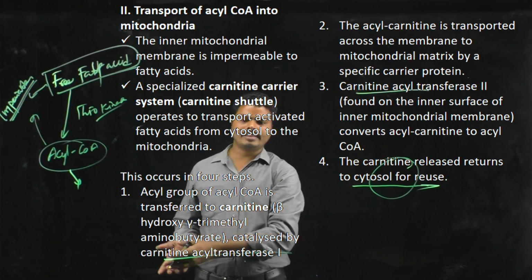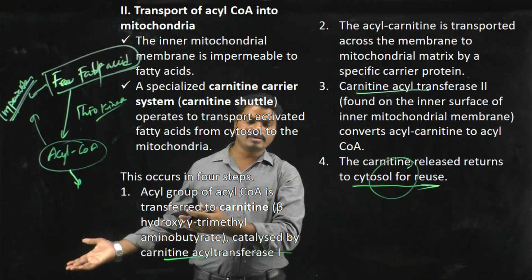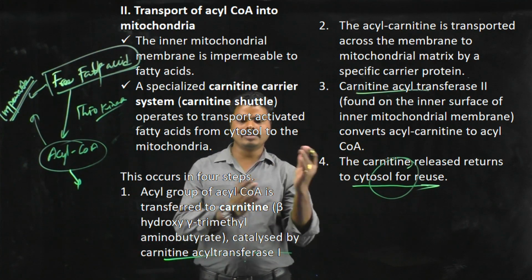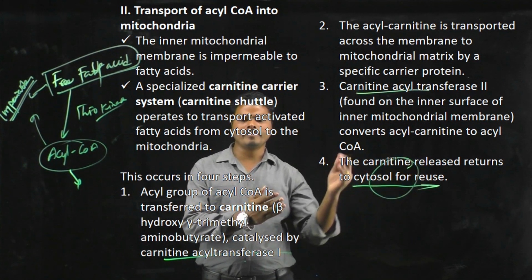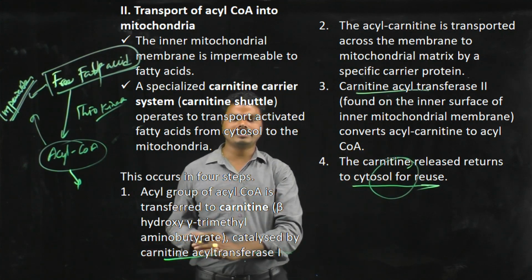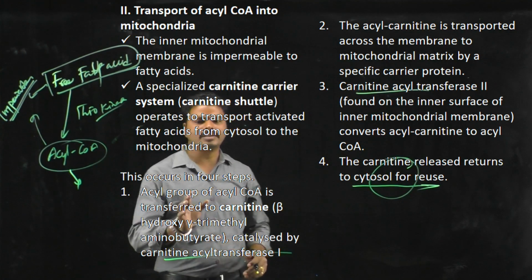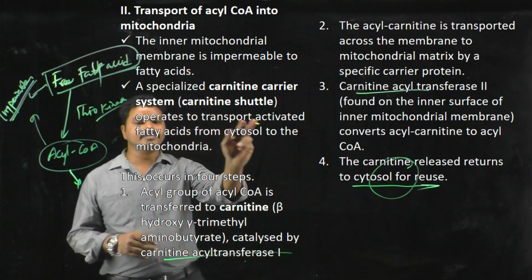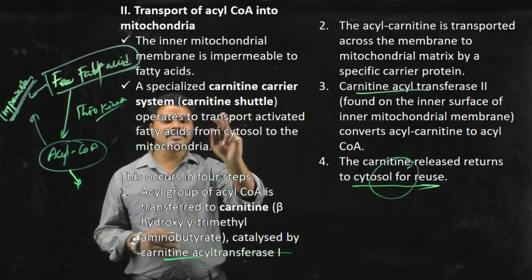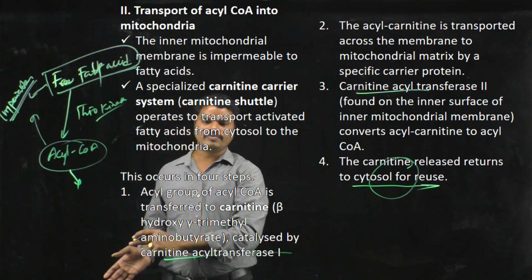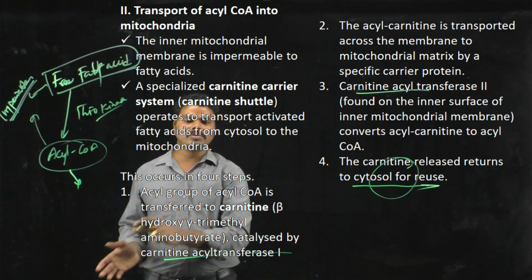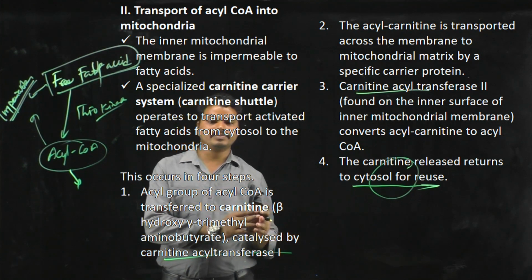Again it will take another acyl group of another free fatty acid and go to the mitochondrial membrane, transfer that acyl group into the mitochondria, and again come back to the cytosol. So that is the role of the carnitine system, and that's why it is considered the carnitine shuttle. The carnitine shuttle acts as the carrier molecule to transfer the acyl group of the fatty acid from the cytosol to the mitochondrial matrix.